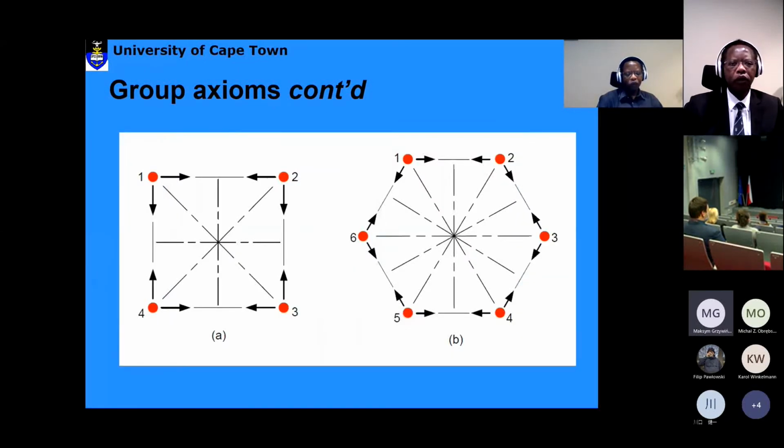In this slide, we see a square configuration with C4V symmetry. This has 4 rotations and 4 reflections, and the hexagonal configuration with C6V symmetry. This has 6 rotations and 6 reflections.